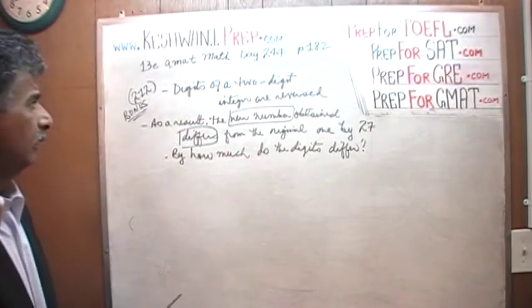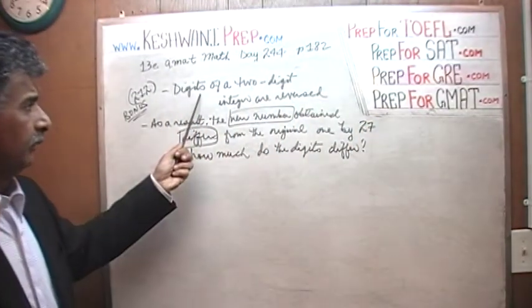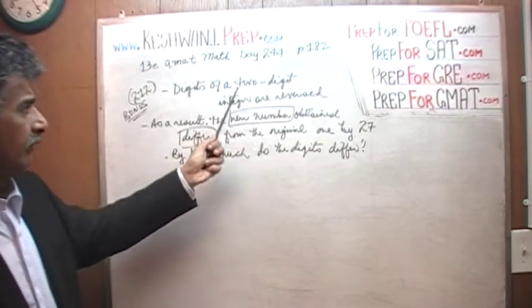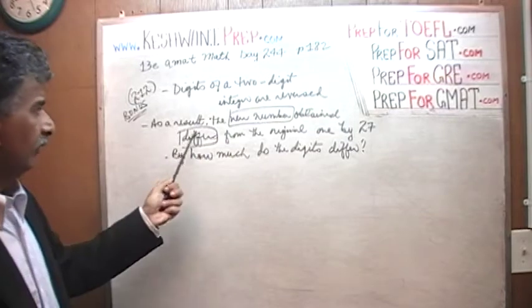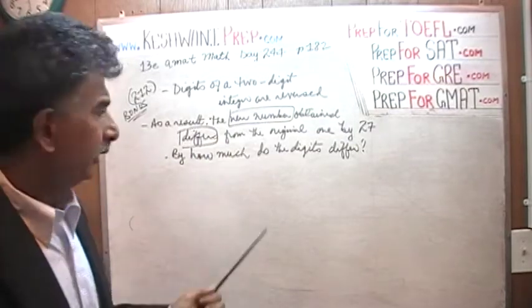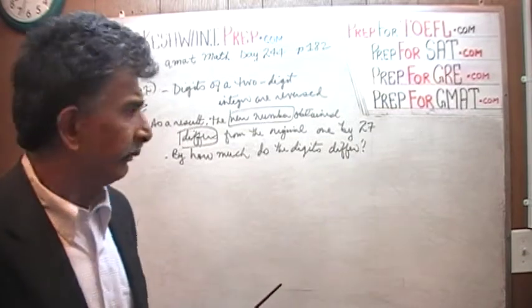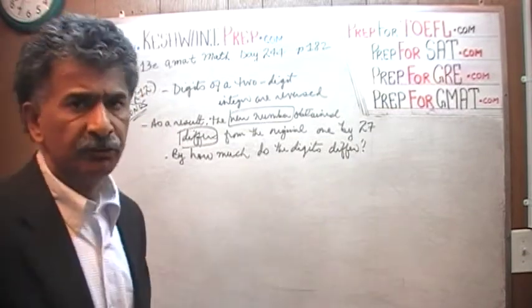It says we have a two-digit number whose digits have been reversed. As a result, the new number that we obtain differs from the original number by, as the book says, 27. Question simply is, how much do the two digits differ?